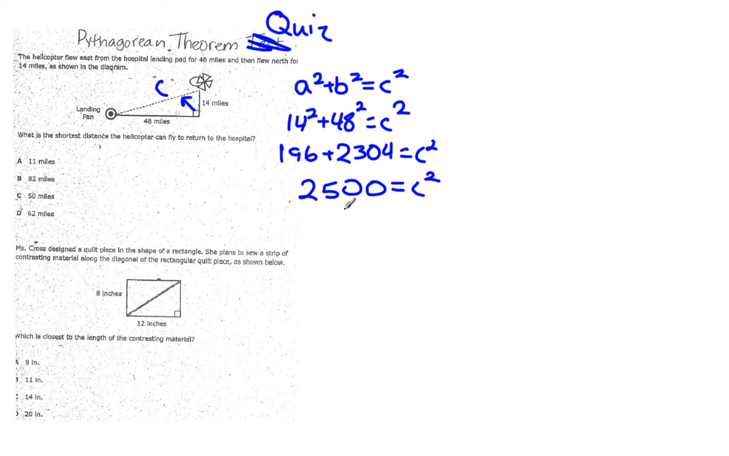So we don't care about c squared. How do we get rid of a squared number? We have to take the square root. So the square root of 2500 is not 25.